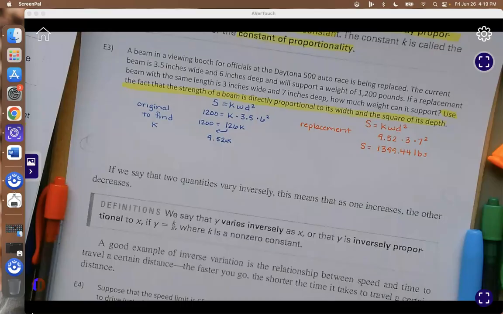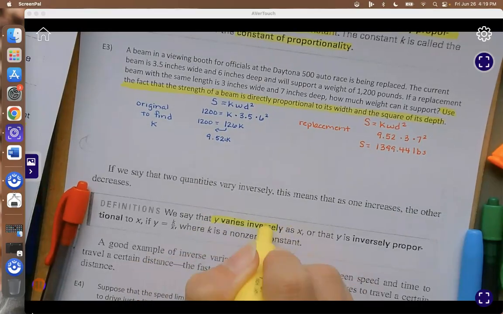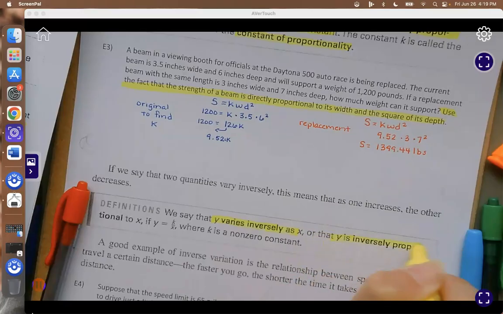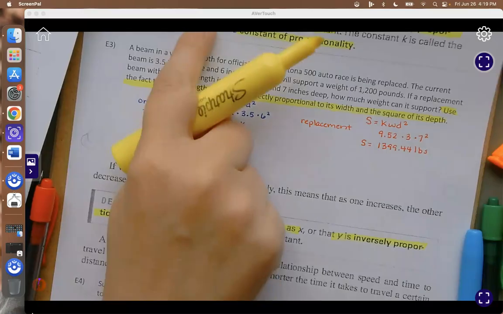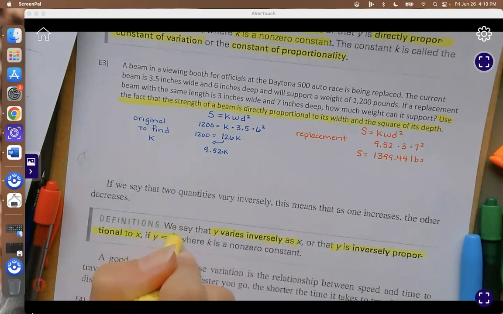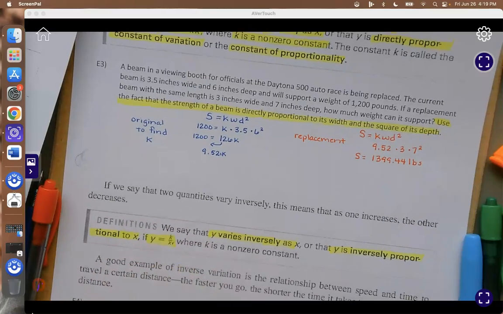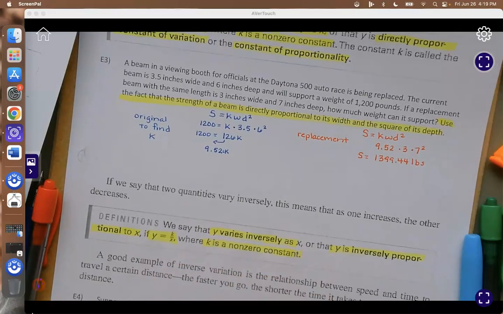Remember we talked about inverse variation. When one goes up, the other goes down. Y is inversely proportional to x. You notice how that said y equals k times x? This one, because it's inverse, is y equals k divided by x. Okay, so this is a division problem when it's inverse.